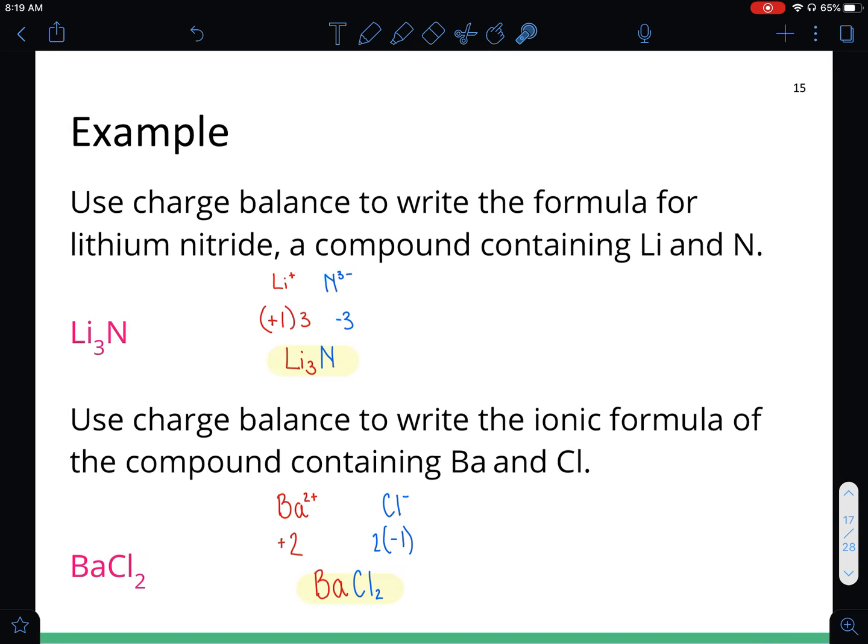Second one, barium is in group 2, so it is definitely a metal, and it has a +2 charge because of that. Chlorine is in the upper right-hand corner and is a nonmetal. It's in group 17 or 7A, so it's one away from becoming a noble gas and has a -1 charge. Because barium has a +2, we are going to need 2 chlorine atoms at a -1 charge to balance that out. So our formula is BaCl2.